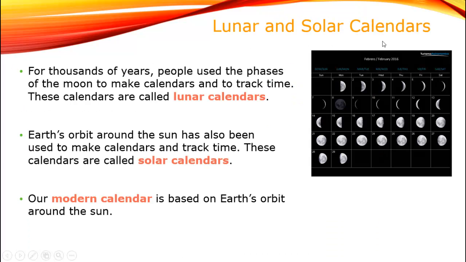Lunar and solar calendars. For thousands of years, people used the phases of the moon to make calendars and track time. And these calendars that use the moon phases are called lunar calendars.